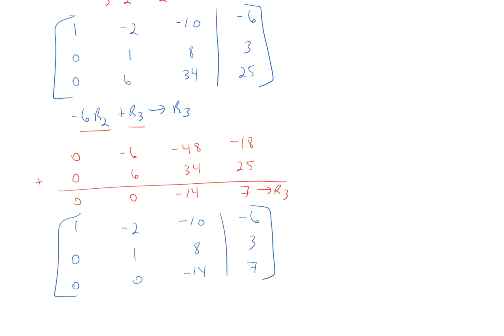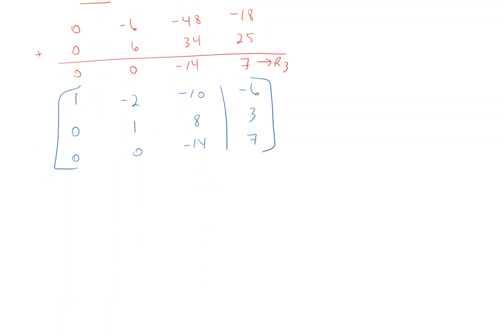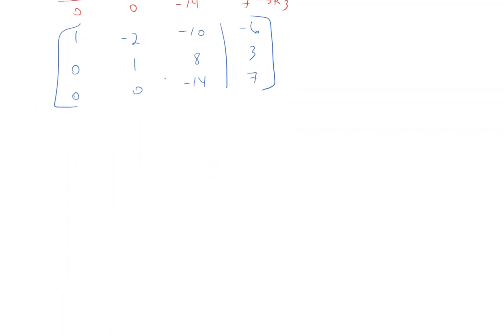Now we've got, well, we're close, right? We've got our stair-step effect. You could stop there and start to work because you know that this third equation is 0x plus 0y, so there's no x or y. Negative 14z equals 7, so you could use that to go ahead and solve for z.